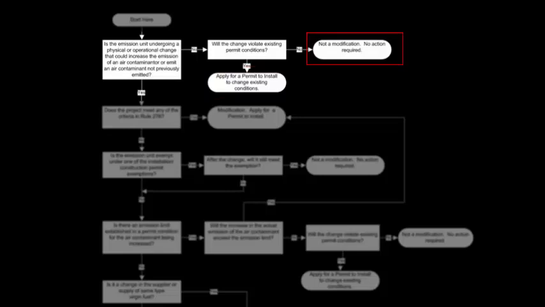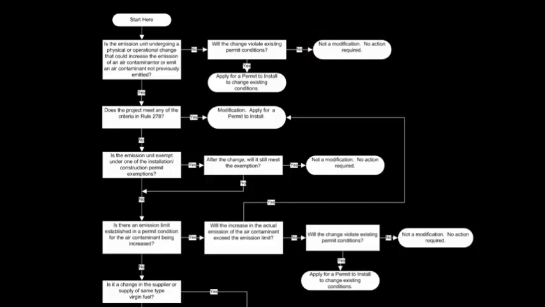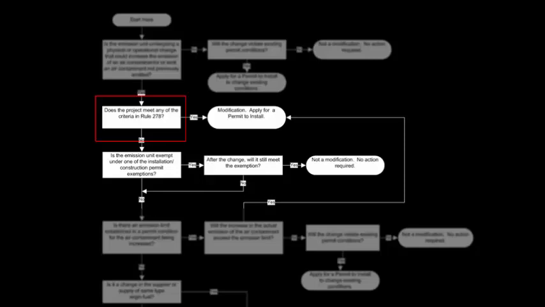If there are no conflicts with the existing permit conditions, the proposed change does not meet the definition of a modification, and no action is going to be required. If the proposed change will increase emissions, then let's move down to the next box. And basically here what you're going to do is look to see if the change in emissions or an increase in emissions is considered significant according to Rule 278. And we talked about what 278 says earlier.